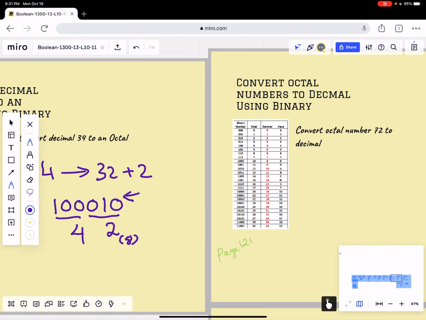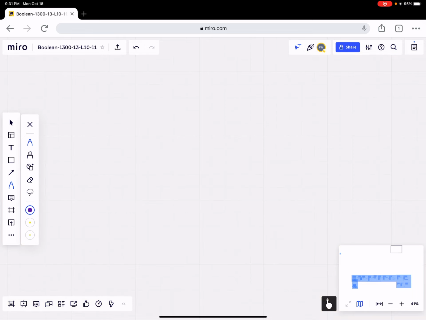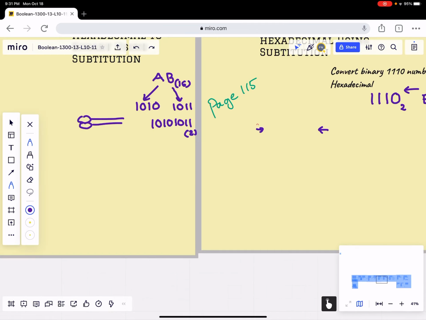Moving on to page 121, how to convert octal number to decimal. Octal number to decimal using binary. So you got octal 70, bring it back.